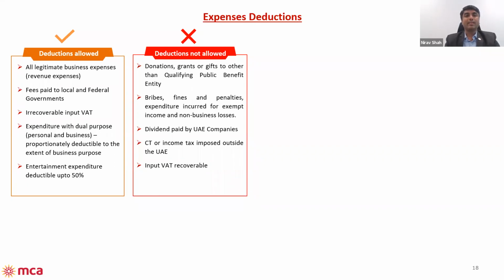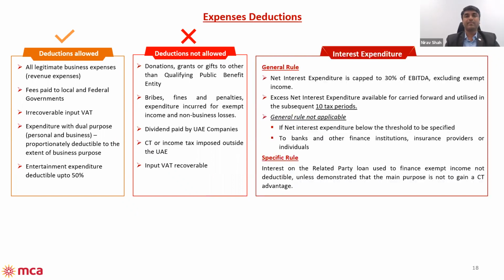Dividend paid by UAE companies: basically dividend is an appropriation of profit and not an expense, and accordingly cannot be claimed as a deductible expenditure. Corporate tax, whether in UAE or paid in any other country outside the UAE, will not be allowed as a deduction. However, an entity can claim a credit of those taxes, which we will see when we see the example of how to calculate the taxable income. Input VAT recoverable: VAT input which is allowed as a reduction while we calculate the VAT tax liability. Since we are already claiming the credit when we determine VAT liability, input VAT which is recoverable will not be allowed as a deduction.